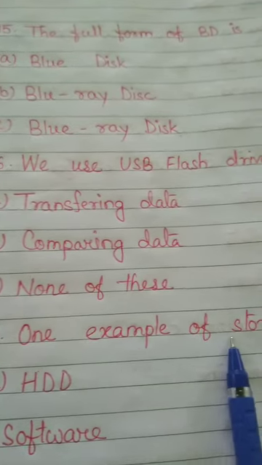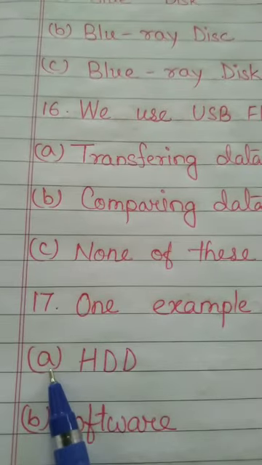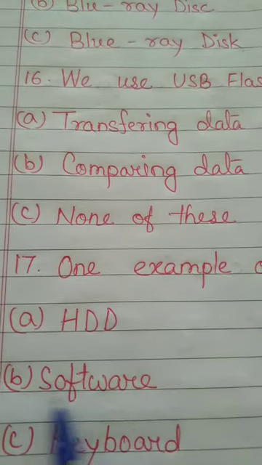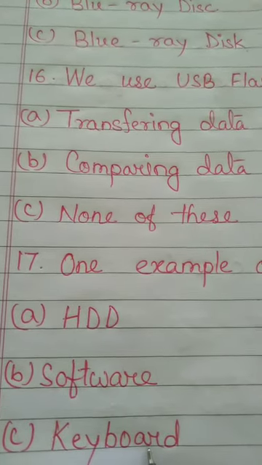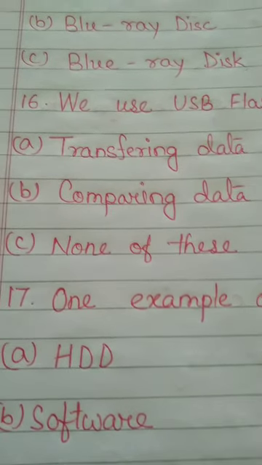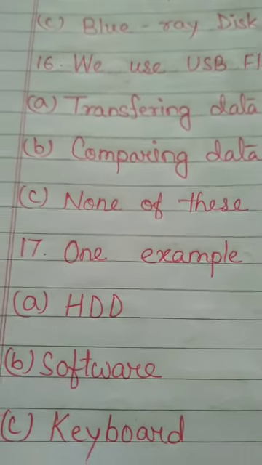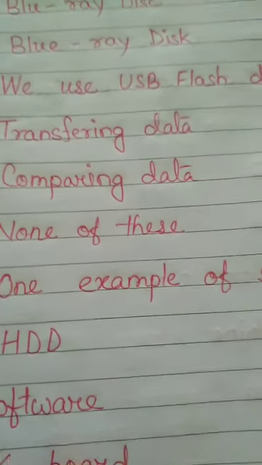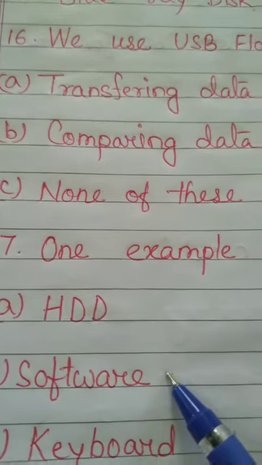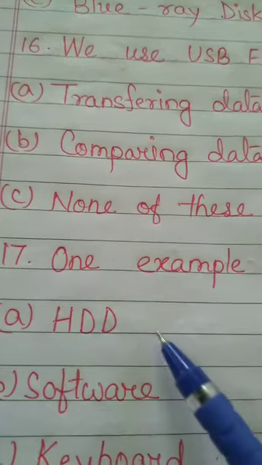One example of storage device is option A, HDD, option B, software, option C, keyboard. Storage devices are used to store data, is not it? We know that storage devices are also known as secondary devices, and it is used to store data. So software, we know that software is a set of instructions and the keyboard is an input device, is not it? So which one is the correct option?